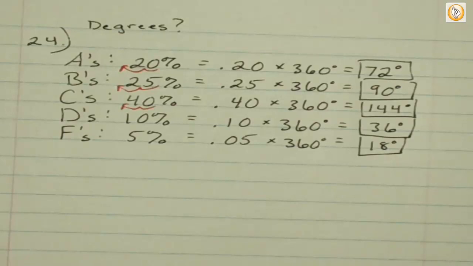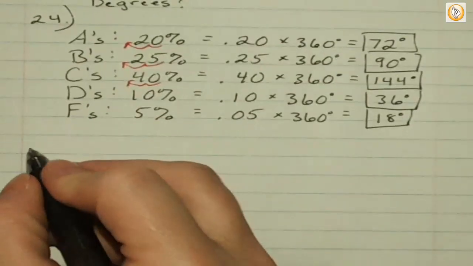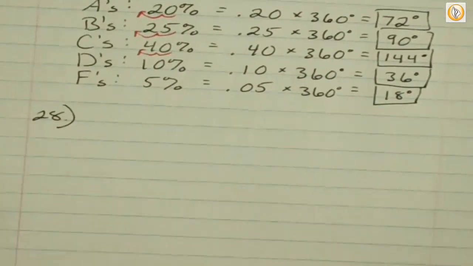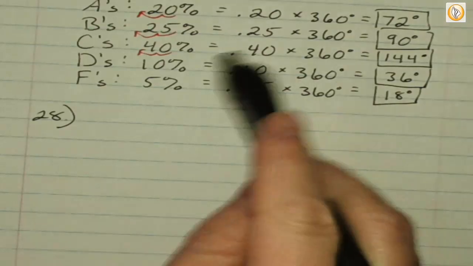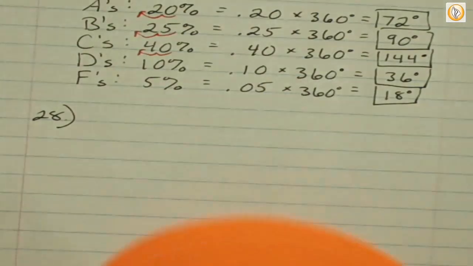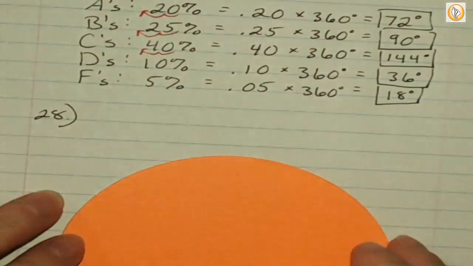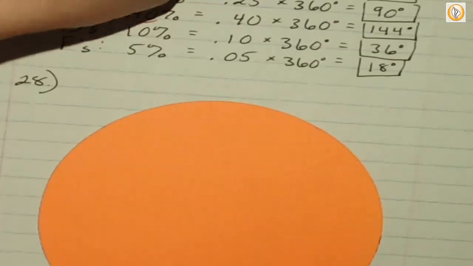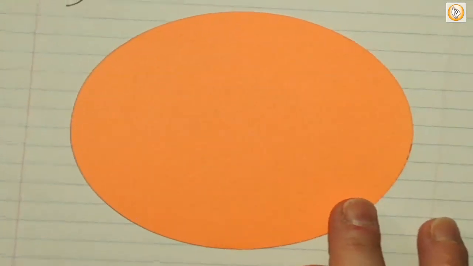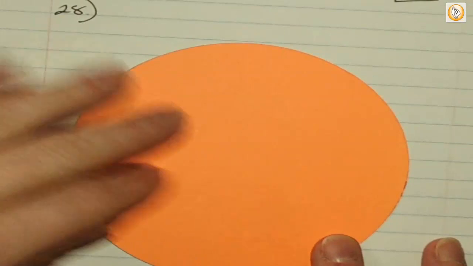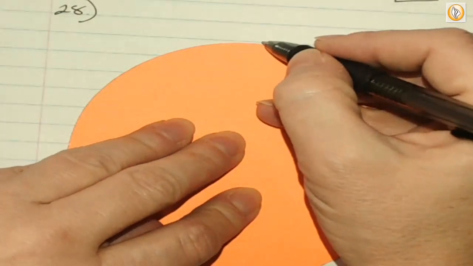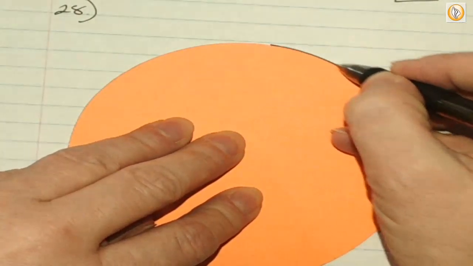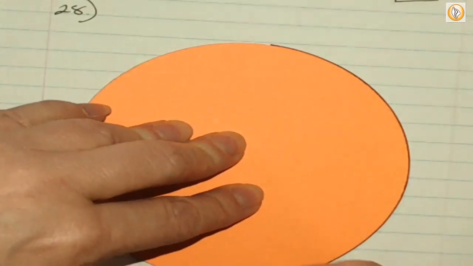All right, last one we'll do, and I'll set you free, 28. 28 says, make a pie chart from the data in exercise 24. So we're going to make a pie chart based on the degrees here. So take out your circle. I have circles here. I'm so sorry. You need another page?